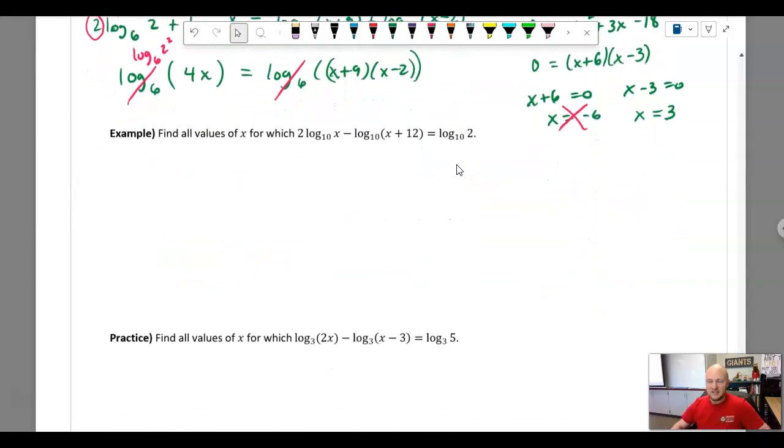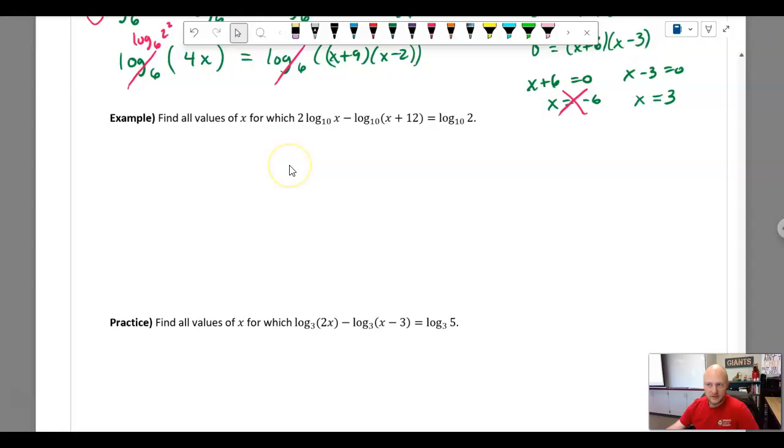All right, let's look at the last example for this lesson. Find all values for which 2 log base 10 of x minus log base 10 of x plus 12 is equal to log base 10 of 2. So they give us the equation very, very straight up. So I have 2 log 10 of x minus log 10 of x plus 12 equals log 10 of 2.